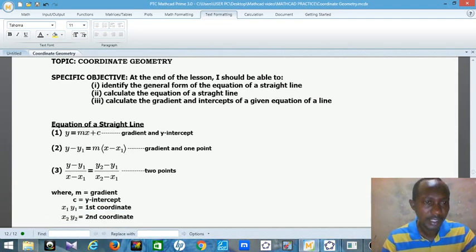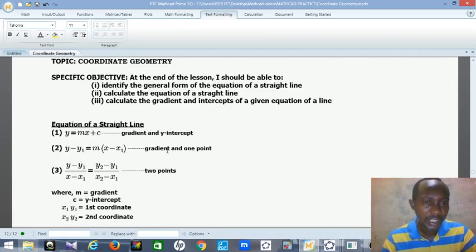You can see the meaning of each of the terms I have here. M is gradient, C is y-intercept. So this is one of the equations you can use, and in our last class I derived the equation. In case you want to know how we got these equations, you can review our last class again. You will see everything I did there, how to get each of these equations.